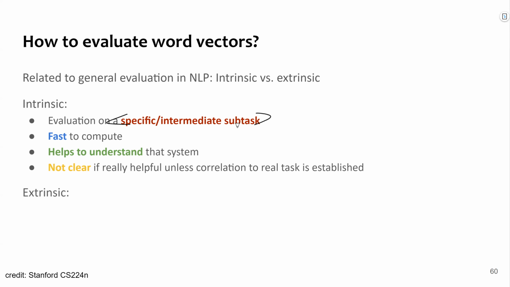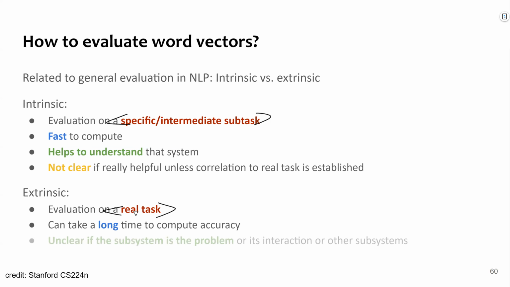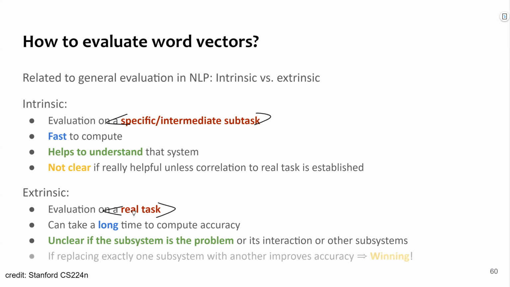On the other hand, extrinsic tasks are like this: evaluation on a real task, and it can take a long time because we need to implement the whole system. And it's unclear if the subsystem is the problem or its interaction with other subsystems. If replacing exactly one subsystem with another improves accuracy, then good story.